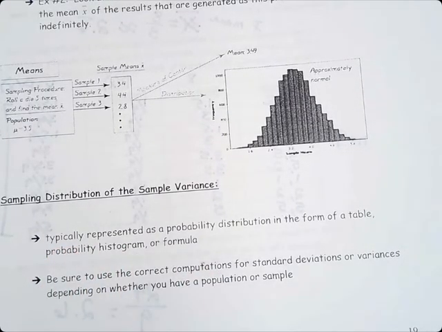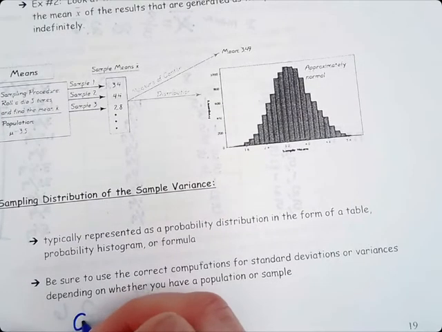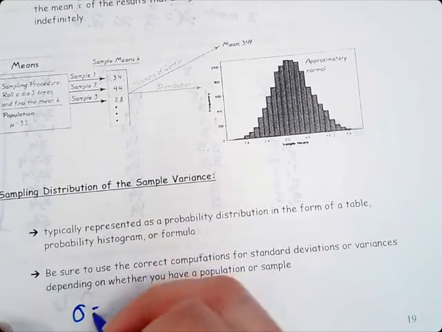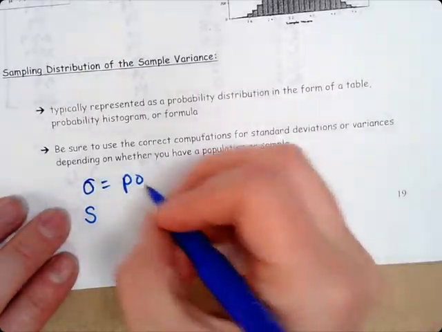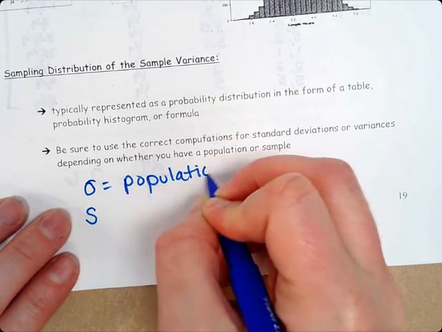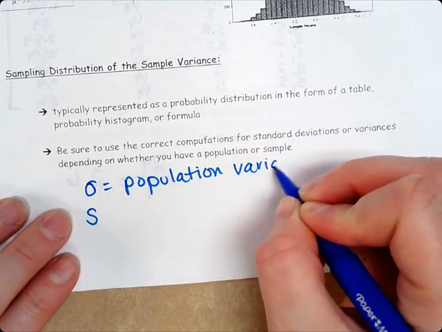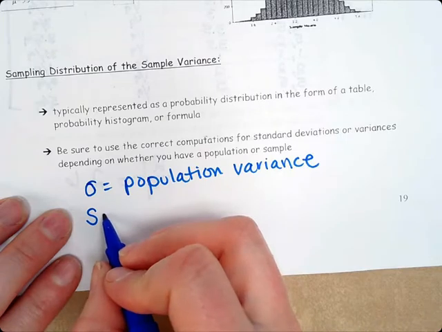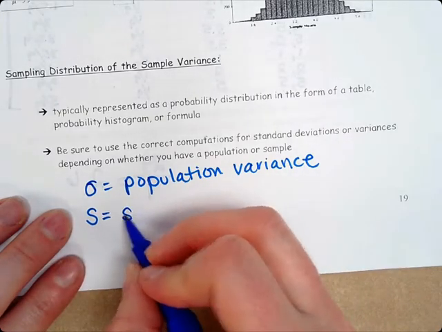Typically represented in a table, histogram, and formula. Be sure to use the correct computations for standard deviation or variances, depending on whether you have a population or a sample. So the mean of the sample variance, S squared, equals the population variance. This is our population variance. This is our sample variance.